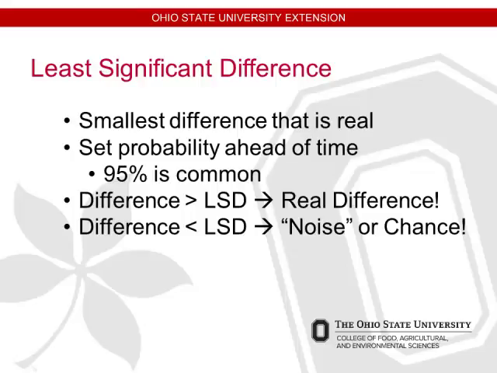So the way we interpret that is if the yield difference that we see is greater than our LSD, we say that it's a real difference. And if our yield difference is less than that LSD value, we say that it's due to noise or chance. So when they say, oh, it's not significantly different, what they're really saying is there was so much variation in that field that we don't have the ability to tell if it was just the variation in the field or if it was variation in the experiment. Does that make sense?